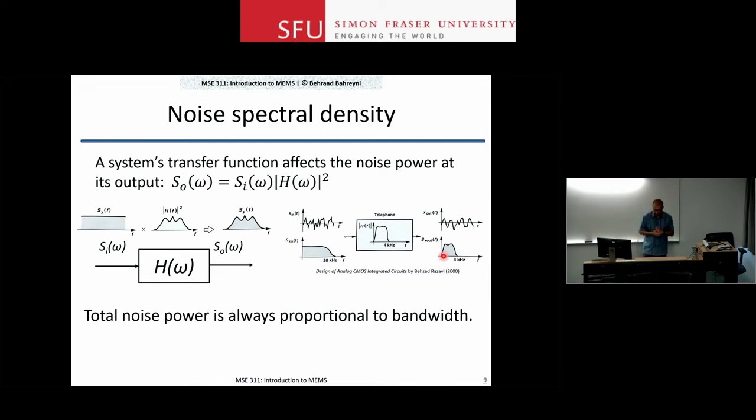So just keep that in mind. Attack it at the source, try to produce the minimum amount of noise that you can, and then later on your only option is to reduce bandwidth. Okay.